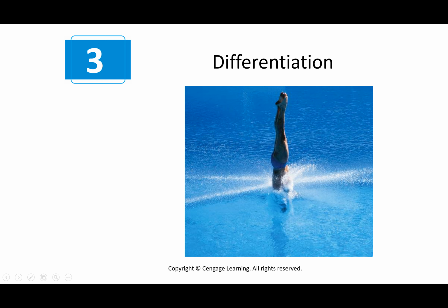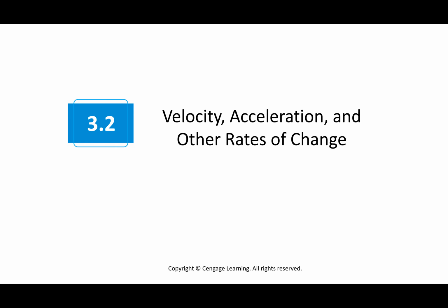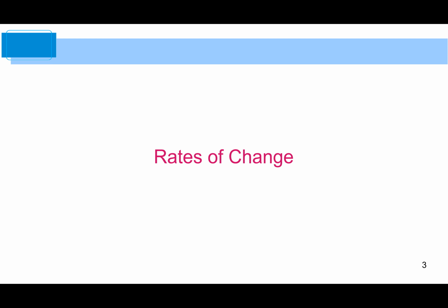Let's take a look at differentiation. Again, differentiation is the process of finding the derivative. I'd like to remind you one more time. We're going to learn how to apply the derivative in real life scenarios like velocity, acceleration, and other rates of change. So first of all, let's take a look at the rate of change, which is the main focus of this particular section.